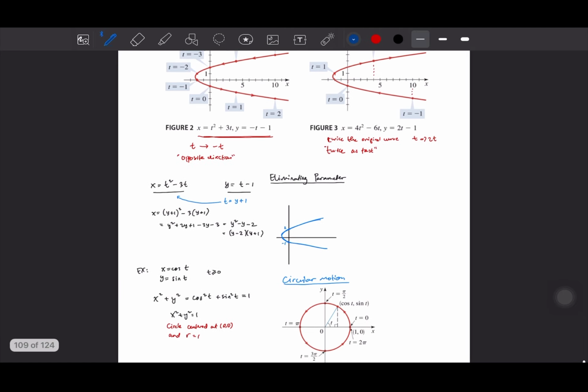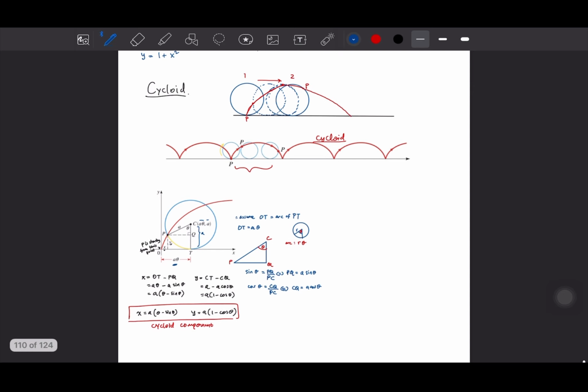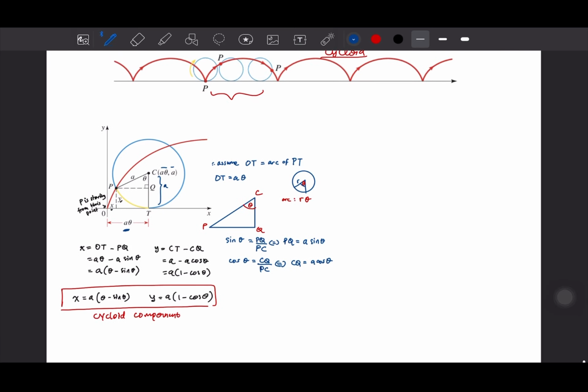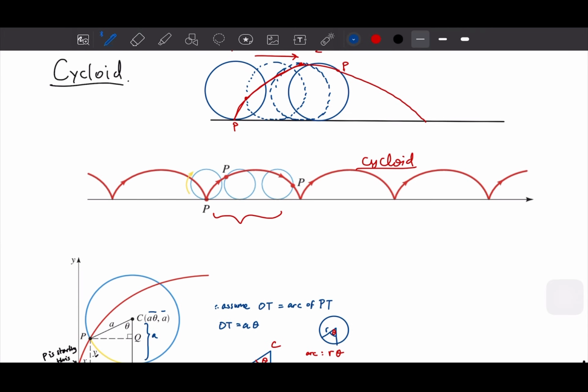The idea is first eliminating the parameter, and then we have the cycloid. I think this will also be in the introduction on calculus 2. The cycloid is where we relate how the circle moves, and each point on the circle, when we connect all of them as we move this circle, can be a pattern like this. This is what we call the cycloid. So the cycloid is a pattern, and it has a cycle when you move the circle.